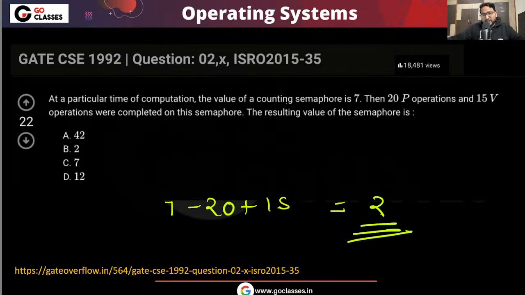So ISRO has copied this question. I don't know why they can't make even this much easy question as an original question. Yeah, I know that ISRO has asked many good questions also, but they should at least stop copying, right? They should not copy.